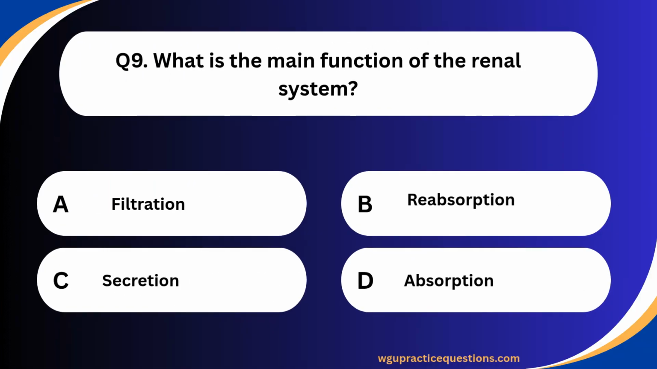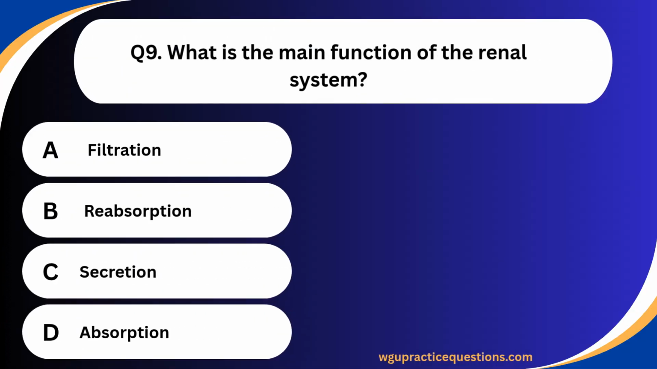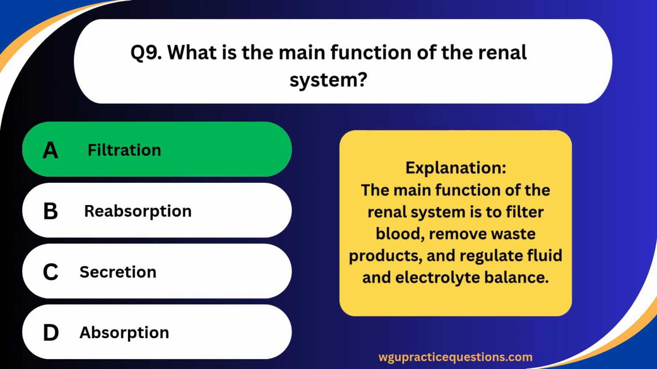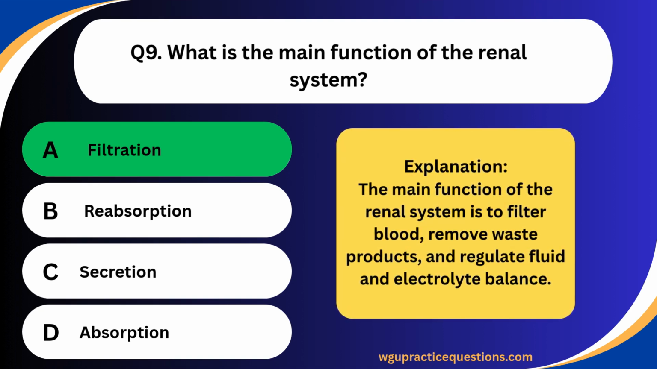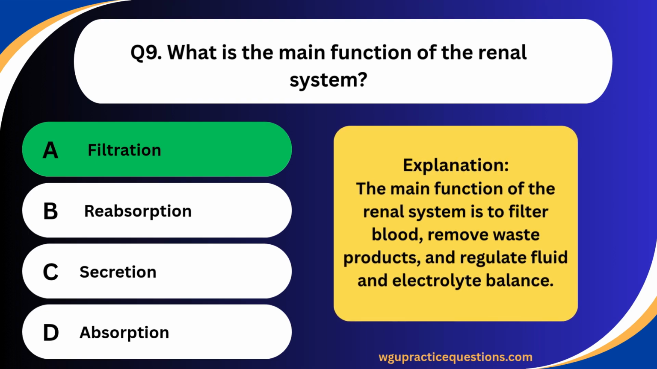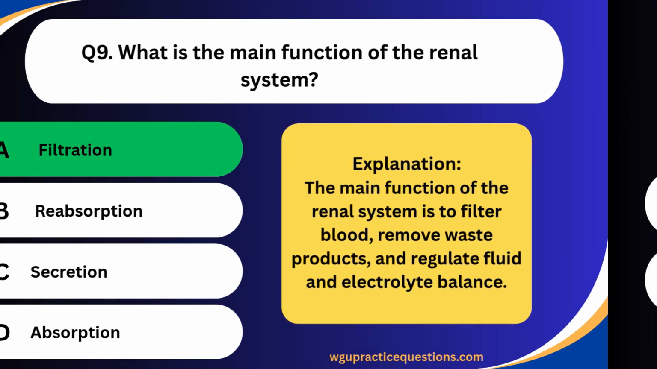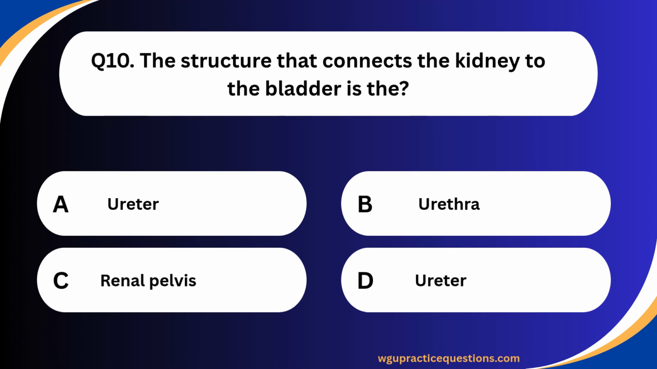Question 9. What is the main function of the renal system? A. Filtration. B. Reabsorption. C. Secretion. D. Absorption. Which one is the correct answer? The correct answer is A. Filtration. Explanation. The main function of the renal system is to filter blood, remove waste products, and regulate fluid and electrolyte balance.